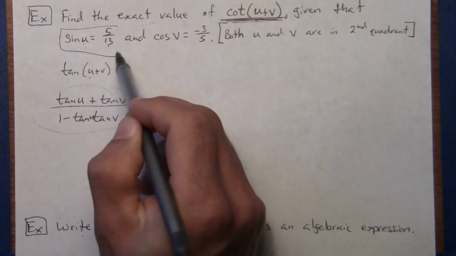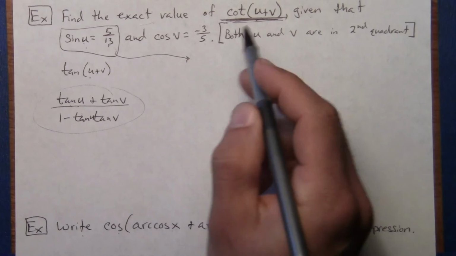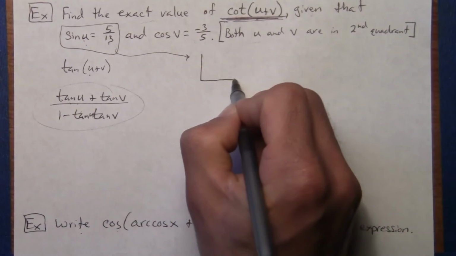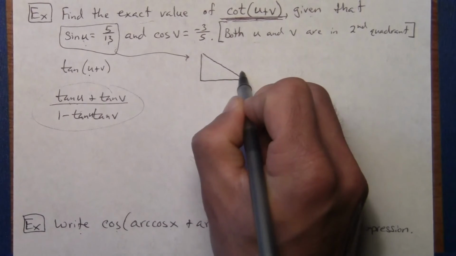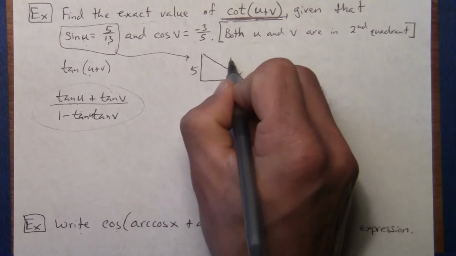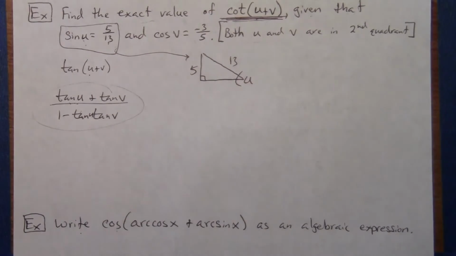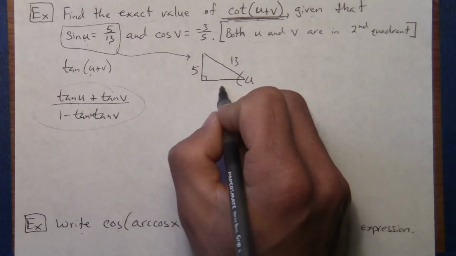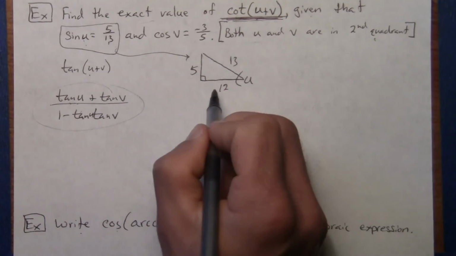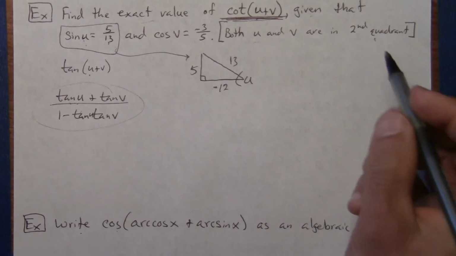So now I'm going to take this information and I'm going to draw a right triangle. Now they told us that they were both in the second quadrant, so when I draw this picture, make sure that you pay attention to that. There's angle u, this sine, so opposite over hypotenuse is 5 over 13. I can quickly do the Pythagorean theorem and find out that this is 12. Why is it important that it's in the second quadrant? Because that's a negative 12.